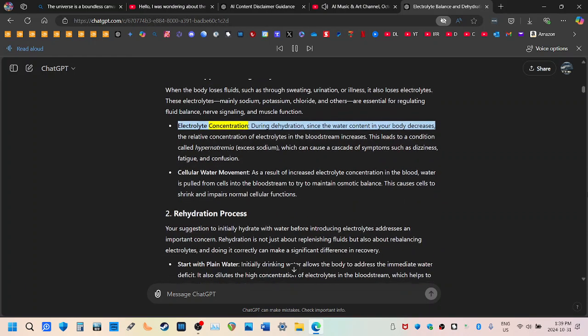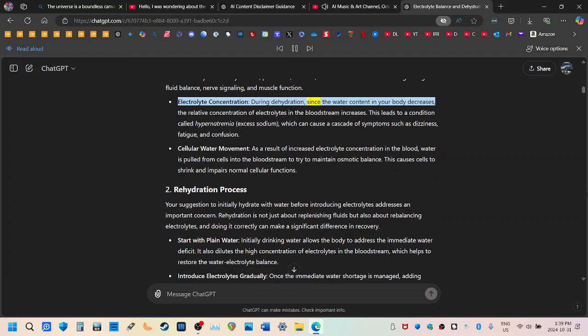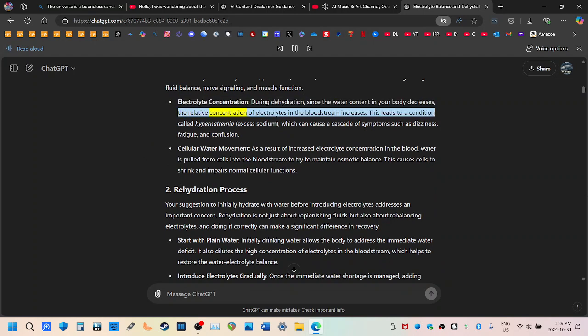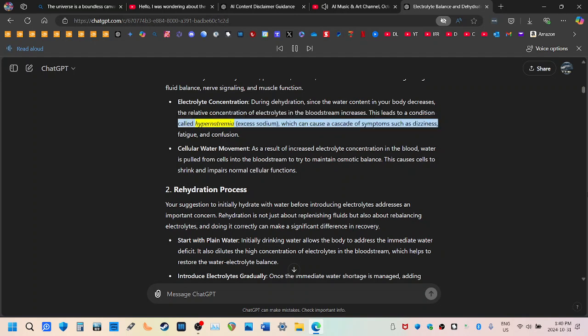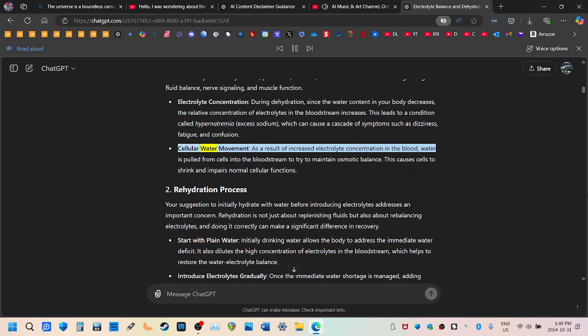Electrolyte concentration. During dehydration, since the water content in your body decreases, the relative concentration of electrolytes in the bloodstream increases. This leads to a condition called hypernatremia, excess sodium, which can cause a cascade of symptoms such as dizziness, fatigue, and confusion.